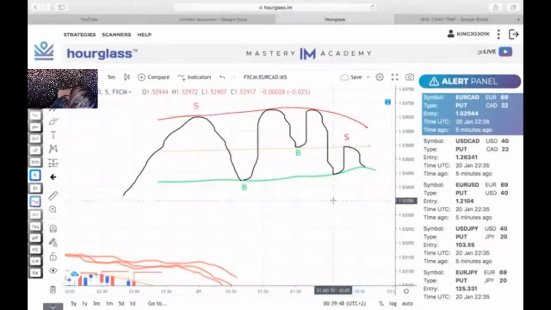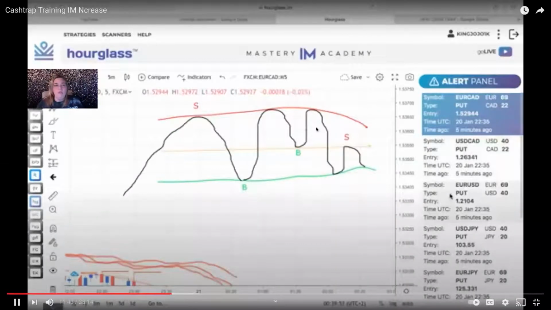All right, now, does everybody understand how price reacts inside of the Bollinger Bands? Let me know.